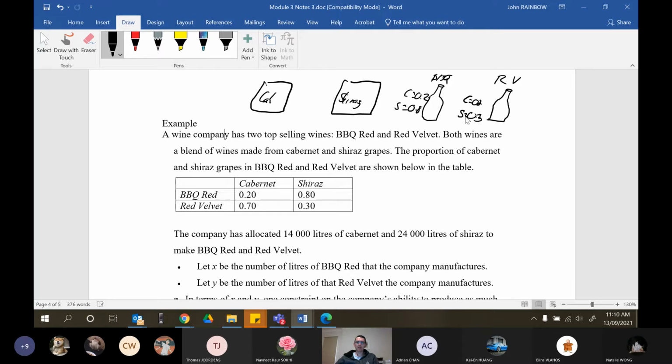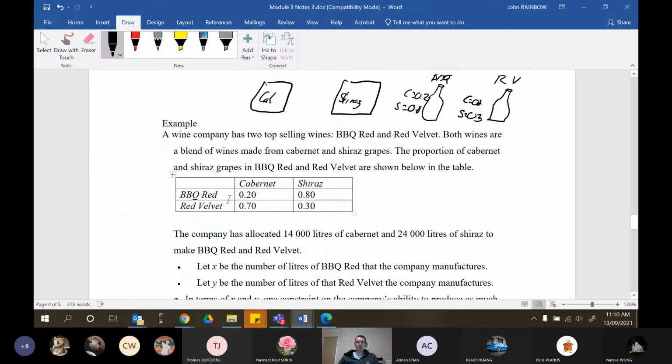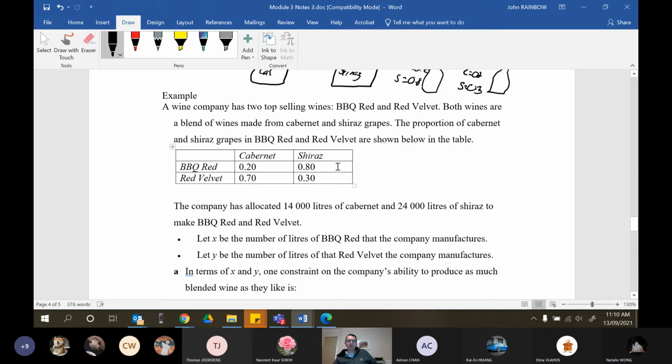Okay, so that's basically what the scenario is here and what we're doing. We have these 2 wines, Barbecue Red and Red Velvet, and they come from mixing the Cabernet and the Shiraz wine together. I'm trying to give you some context so I can show you why it's applicable and how we do it, so you can follow through with this.